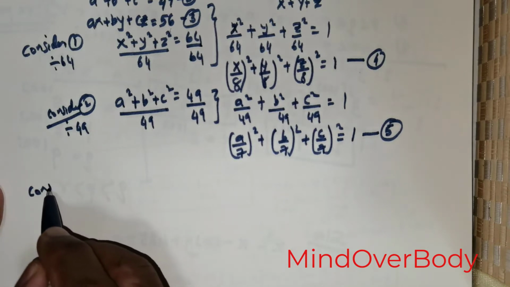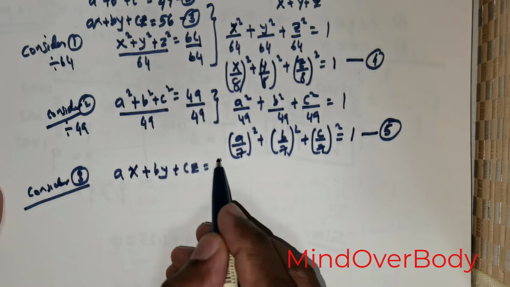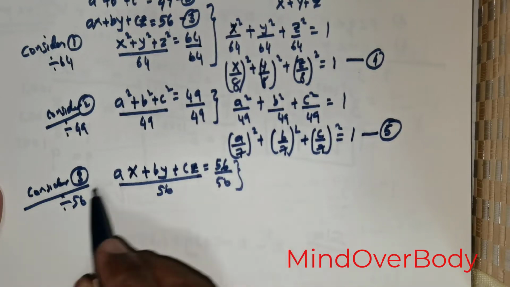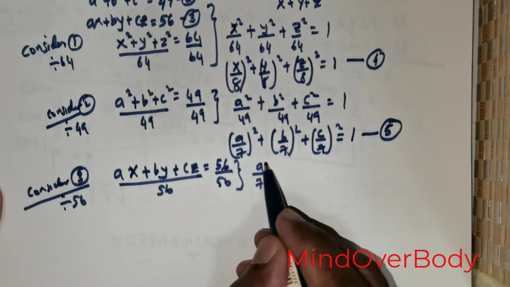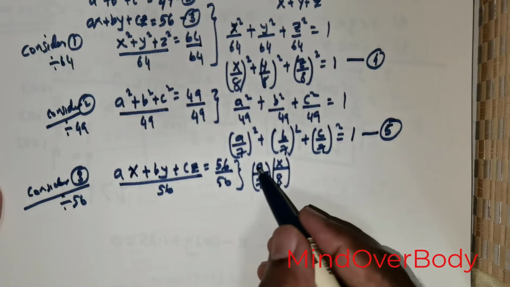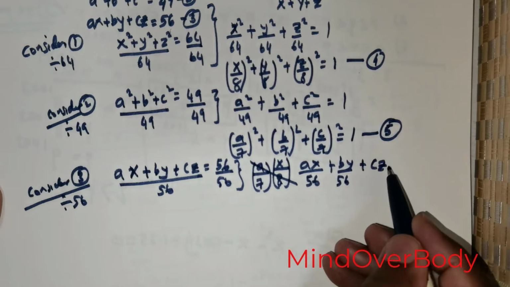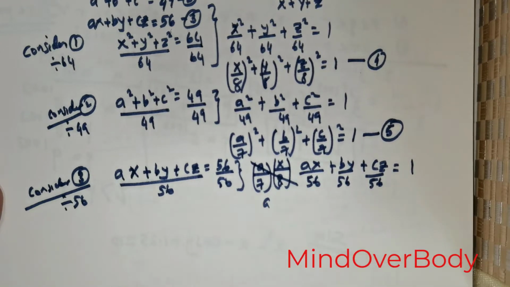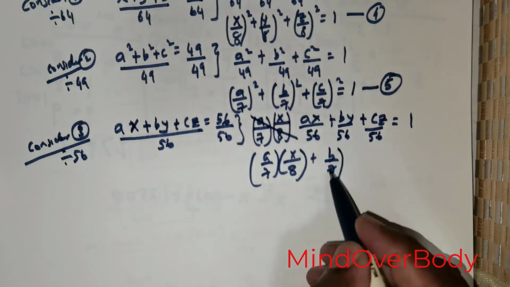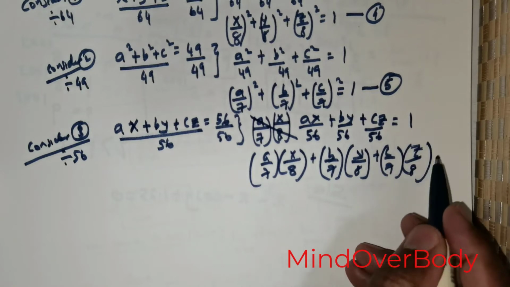Now let me consider 3. So this is ax plus by plus cz is equal to 56. Let me divide by 56 on both sides, and I wish to rewrite this as a over 7 times x over 8. Fair enough, 7 times 8 is 56. In fact, let me place in one more step. Let me write this as ax over 56 plus by over 56 plus cz over 56 is equal to 1, and then I will split it up as 7 and 8. So a over 7 times x over 8 plus b over 7 times y over 8 plus c over 7 times z over 8 is equal to 1.